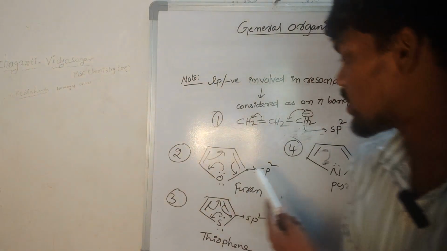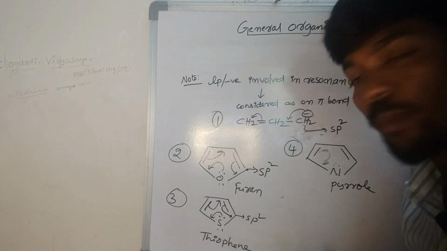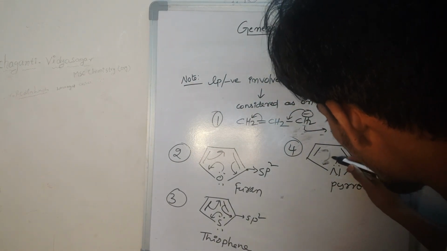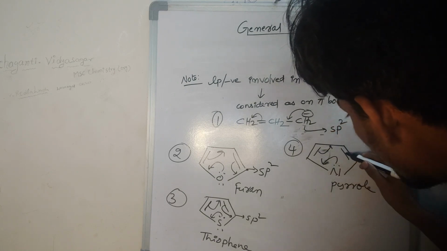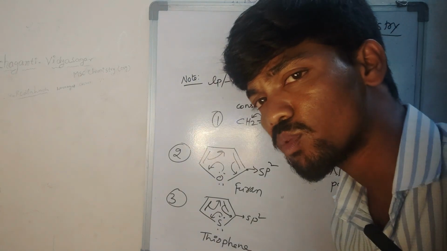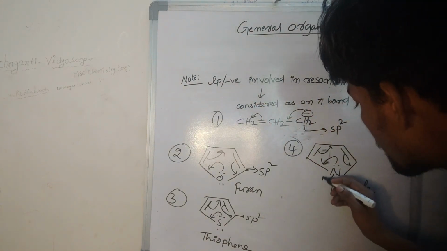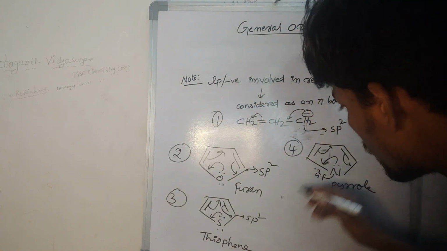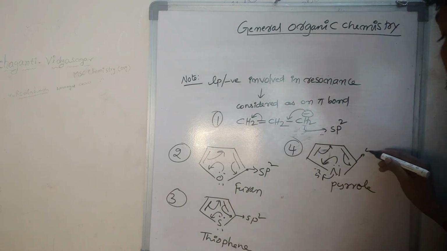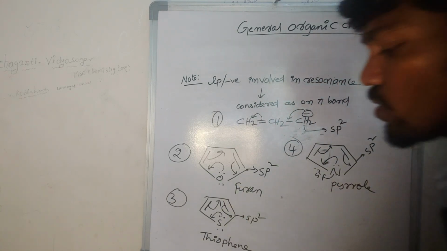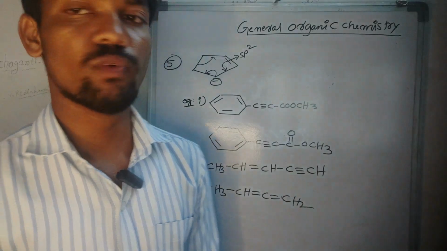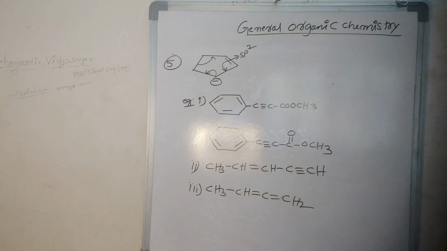Coming to this point, what happens here? This is called pyrrole. Here also nitrogen has one lone pair of electrons. It is shifted like this, like this, like this. Conjugation is possible, which means it will also undergo sp2 hybridization. Whatever it may be, carbon is sp2 hybridized. Okay, listen carefully. Next, we have to go through.